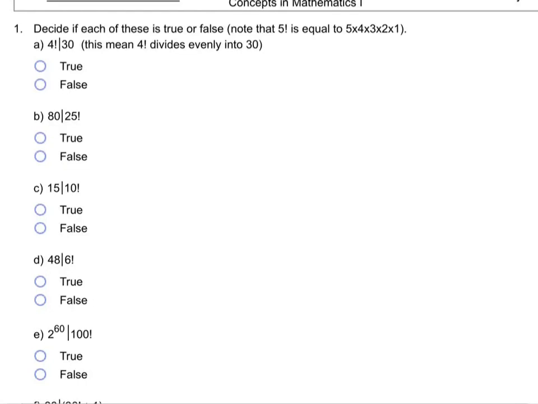Right. Okay. So 4 exclamation point, and then what does that bar mean? Yeah, it's like a long dividing kind of thing. Divides into, right? So 4 with that exclamation. What's the 4 with the exclamation point? Have we talked about that?